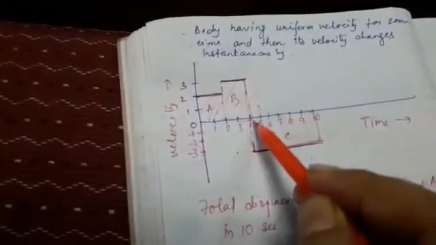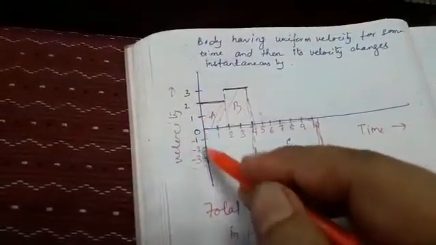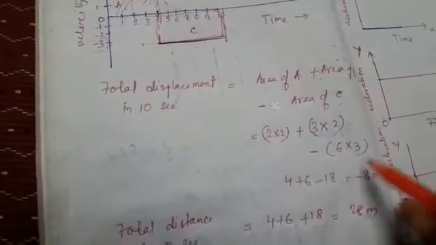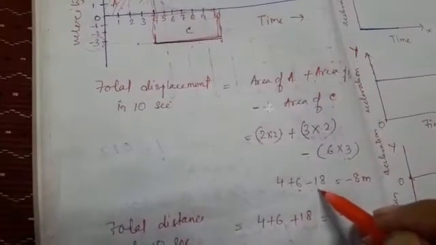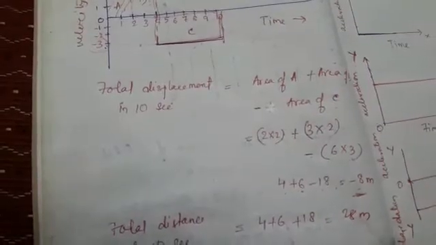So 3 into 2 is 6 as the area, minus, since the body is returning and displacement is a vector quantity, the area of rectangle C, which is again length into breadth, and length is 4 to 10, that is 6. This distance is 6 and this is 3, 0 to 3. So 6 into 3 gives you 18. So 4 plus 6 in the positive direction it is going, and minus 18 it is returning, that is equal to a total of minus 8 meter as the displacement, since displacement is a vector quantity.